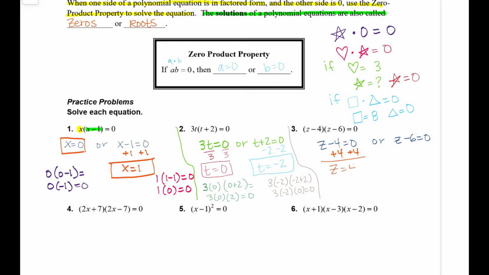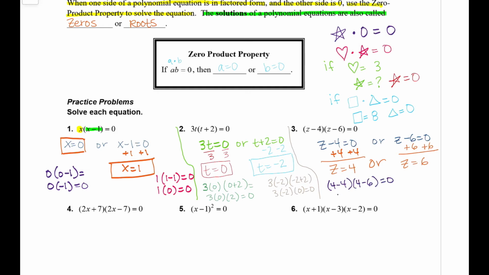On the other equation, we're going to add 6 to both sides of the equal sign. And so z will equal 6 there. So my two answers are going to be z equals 4 or z equals 6. Let's plug this in so we can see why this works.